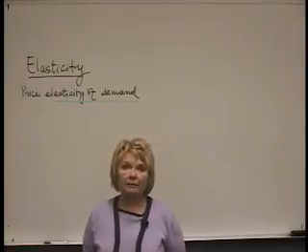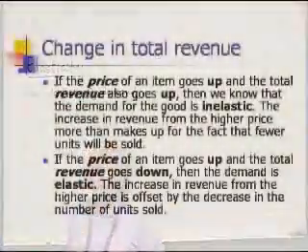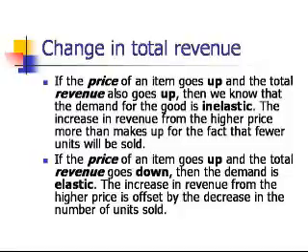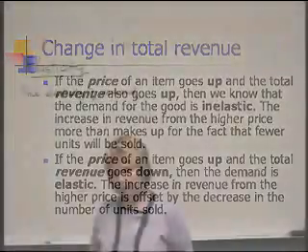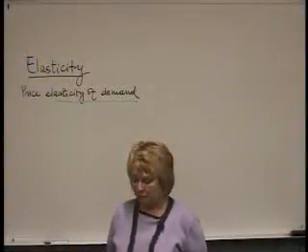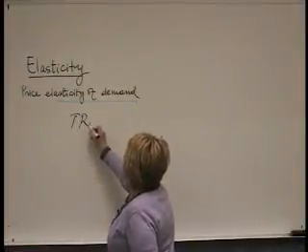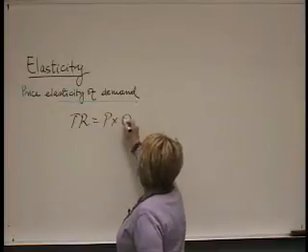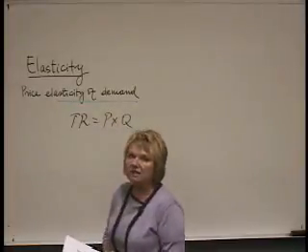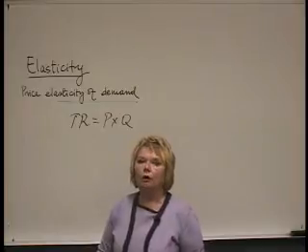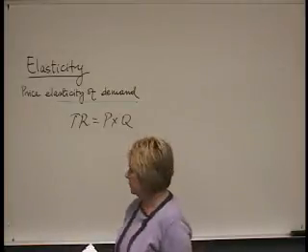Another way would be to look at total revenue change, and that would be a situation where as price goes up, we will try and figure out whether the total revenue is going to be going up or down. Now, what is total revenue? Total revenue is going to be price times quantity, or how much money you will have received from the sale of a particular number of units.